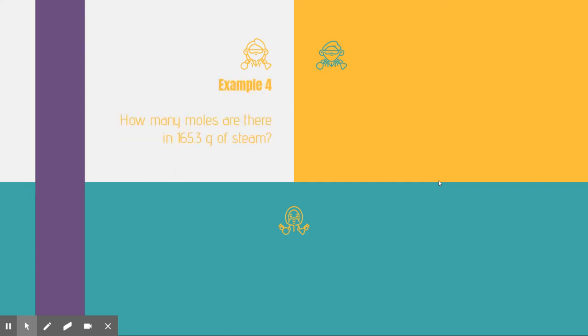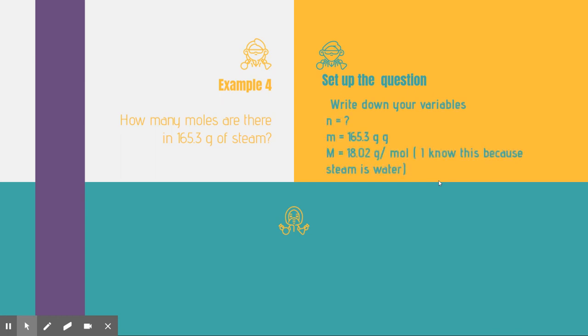In example 4, it says how many moles are in 165.3 grams of steam. Again, I'm going to set up my question by writing down my variables. What is my moles? What is my mass? And what is my molar mass? Again, molar mass is 18.02. I know this because steam is just boiled water, so again, water. Now we're going to write our formula down: moles equals mass over molar mass. We're going to plug our numbers into our formula, and again, I'm going to honor significant digits. Both of these have 4 significant digits, so I am going to use 4 significant digits. My answer is 9.173 moles.